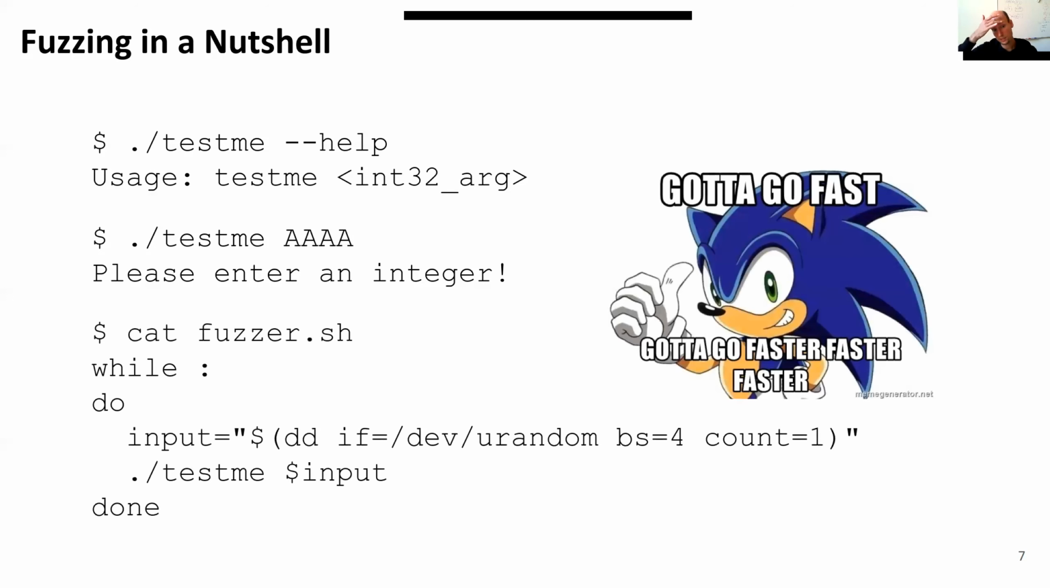Now, if you want to fuzz this program, a very simple fuzzer could be: while true, do read in four random bytes from /dev/urandom and run the test-me program with these four bytes as an argument, and done. And then we just wait until we actually detect a crash. If there is a crash, we would store the crashing seed for later processing.